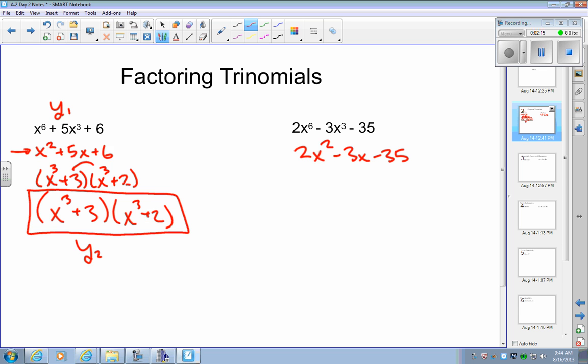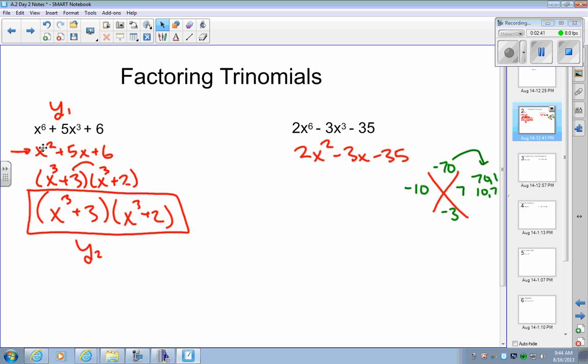Now I'm going to do an x method into grouping here. So this will give me negative 70. This will give me negative 3. What gets me to 70? 70 and 1, 10 and 7. There we go, a 10 and a 7. I want a negative 3, so I'll make the 10 negative. They multiply up, they add down. The numbers on the side are our grouping pieces. So I'll do 2x squared minus 10x plus 7x minus 35.